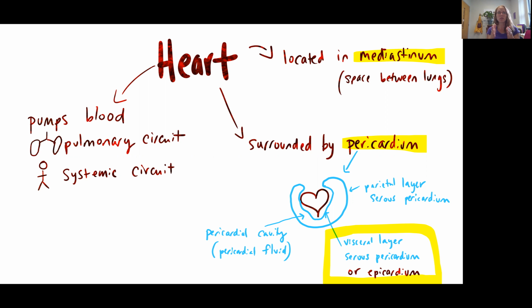It's important to have this fluid in this cavity because you've got the heart moving a lot, and without that fluid, you'd have a lot of friction between the heart and the surrounding tissues. Let's take a closer look at the heart wall.